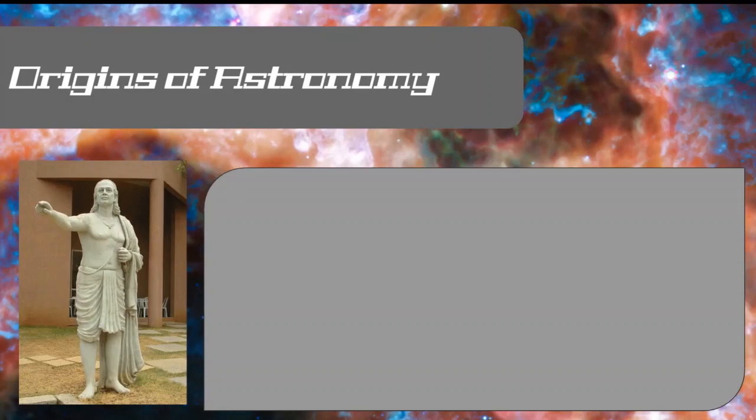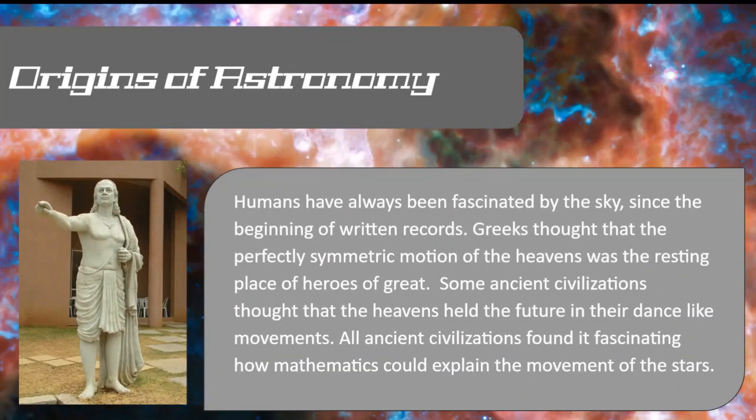Origins of astronomy. Humans have always been fascinated by the sky. Since the beginning of written records, Greeks thought that the perfectly symmetrical motion of the heavens was the resting place of heroes of the great. Some ancient civilizations thought that the heavens held their future in the dance-like movements. All ancient civilizations found it fascinating how mathematics could explain the movement of the stars.